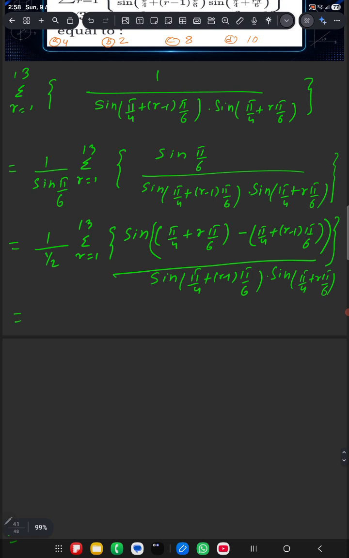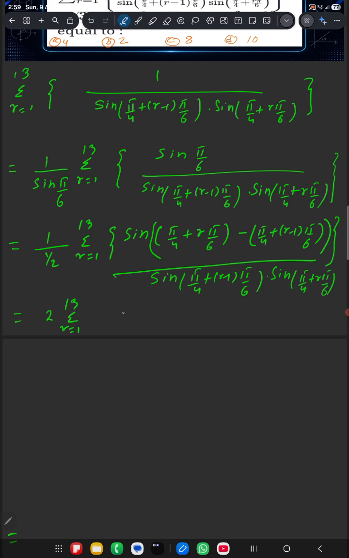Can you see this? Pi by 4 minus pi by 4 will get cancelled, plus r pi by 6 and minus r pi by 6 gets cancelled. Then you will be left with pi by 6. Now I can use the formula of sine of a minus b, that is sine a cos b minus cos a sine b.